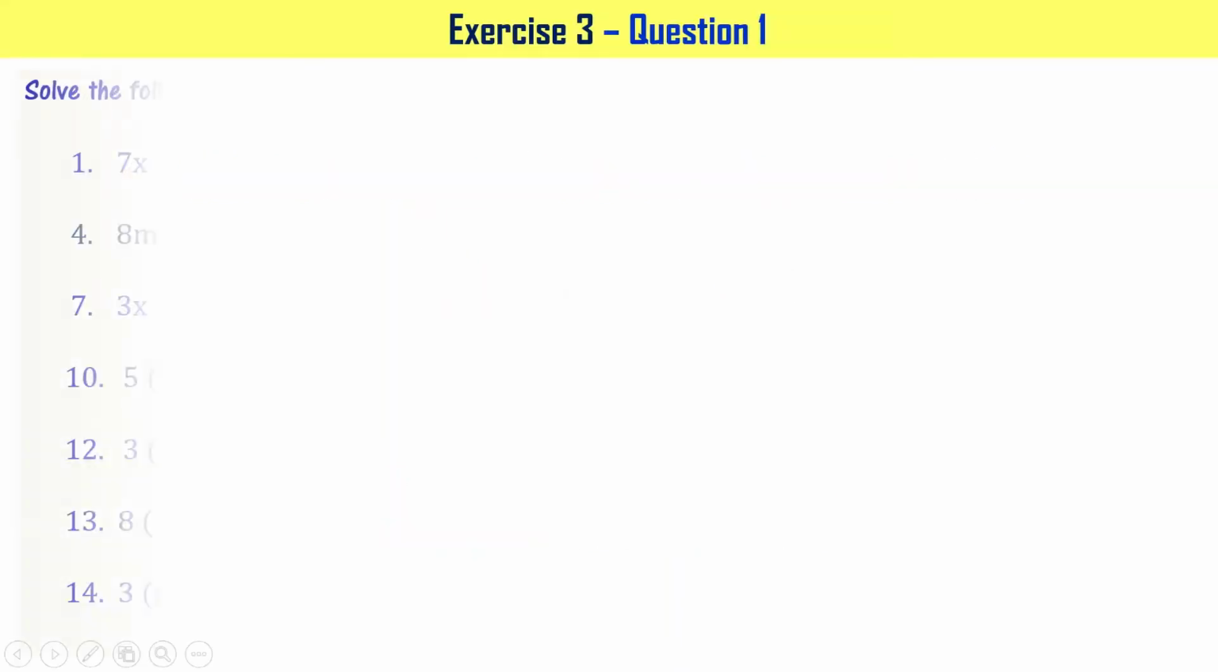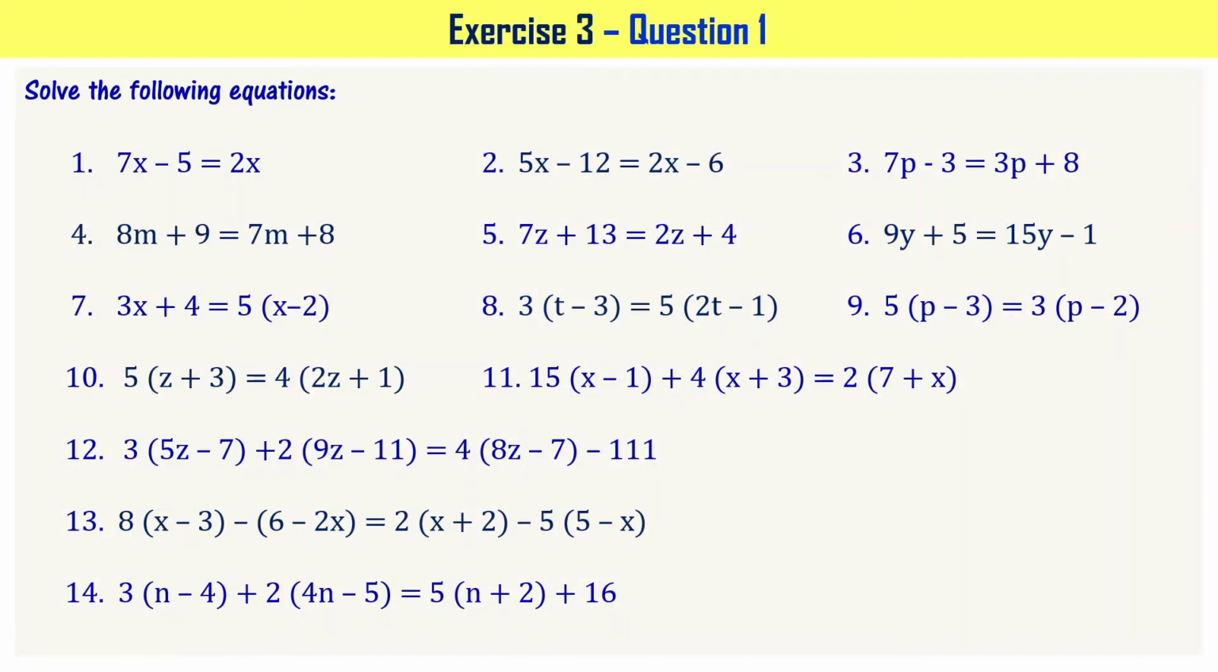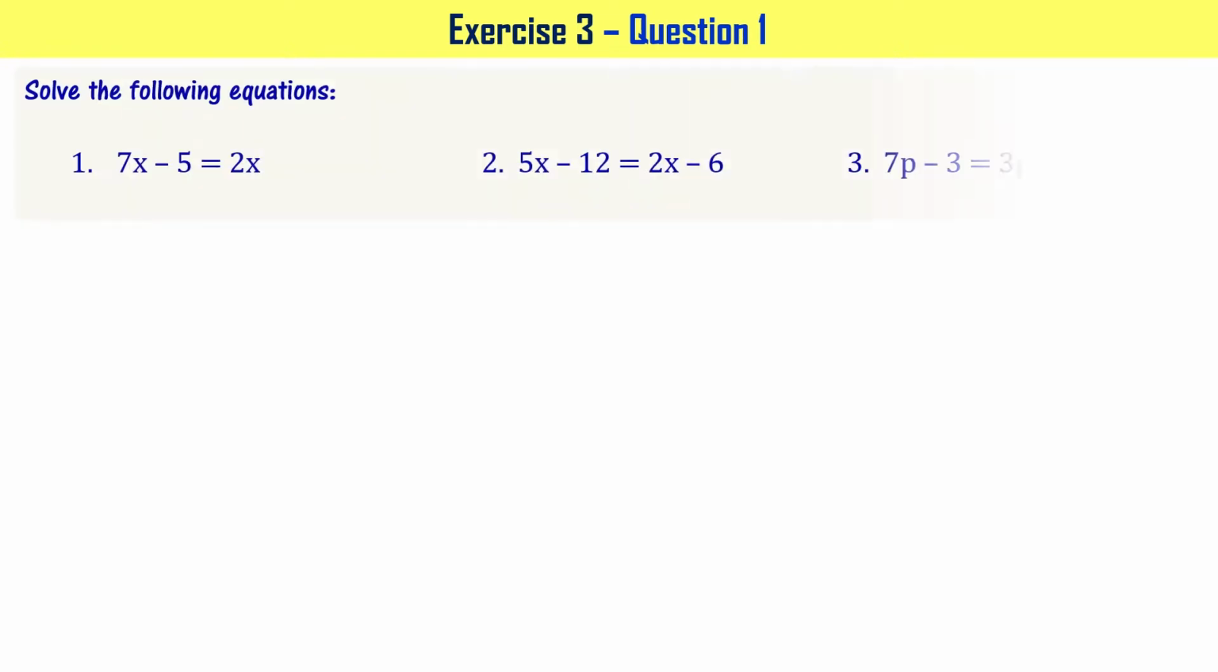Question number 1 is: solve the following equations. We are given a total of 14 equations. We are asked to solve each of these equations, right? Let us start with the first equation, that is 7x minus 5 equal to 2x, right?